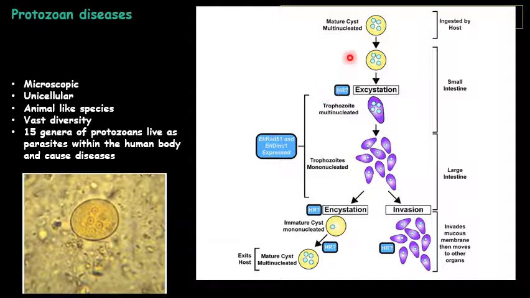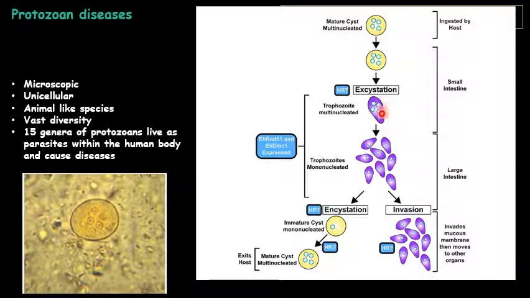As soon as a person or animal ingests this matured cyst through the mouth with contaminated water or contaminated food, it enters into the small intestine. As soon as it enters the small intestine, it develops into trophozoite. This trophozoite is known as the infective stage of Entamoeba histolytica. As soon as it develops into trophozoite, it starts multiplying, and it will start invading the host body.